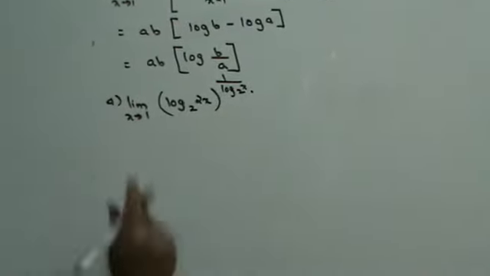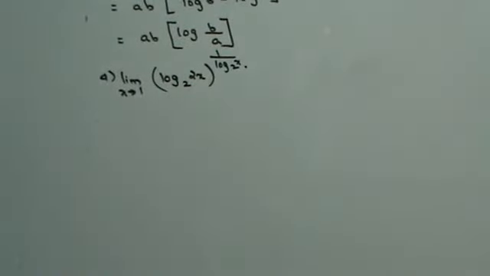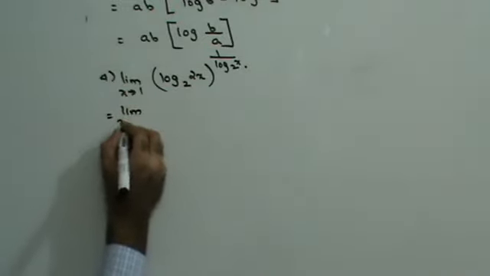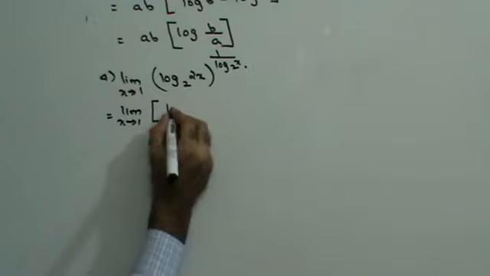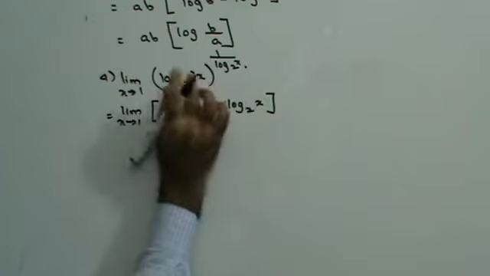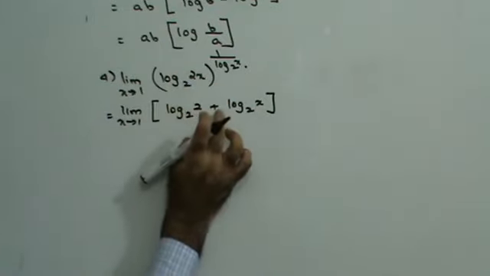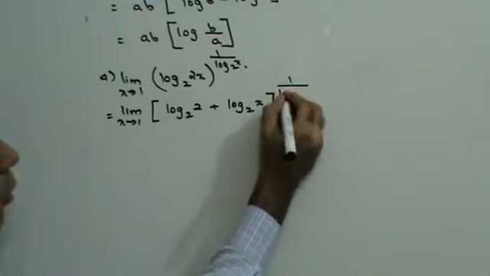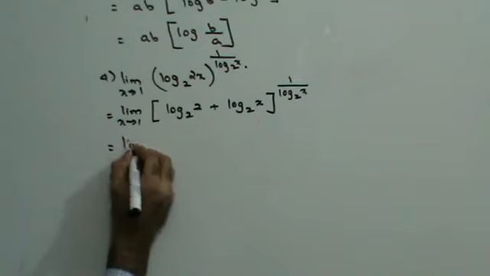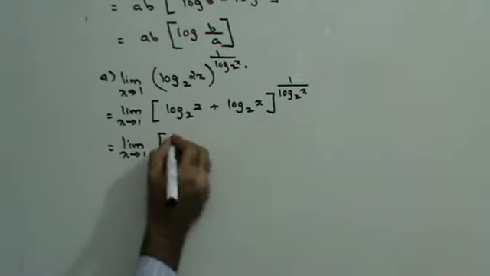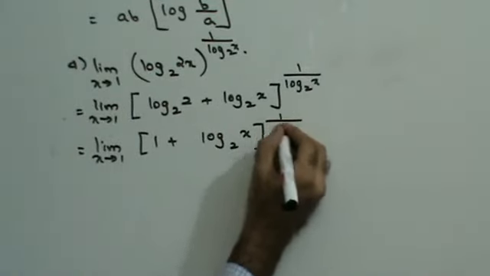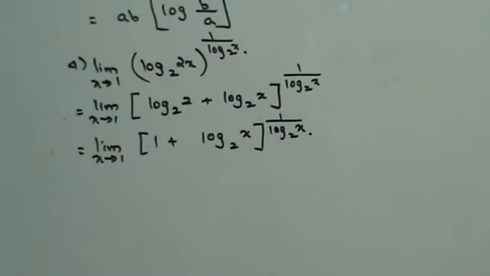Let's see this. Now, log AB can be written as log A plus log B. That means this can be written as limit of x tends to 1. This is nothing but log 2 to the base 2 plus log x to the base 2, since log AB is log A plus log B, all raised to 1 upon log x to the base 2. Log 2 to the base 2 is nothing but 1. This is 1 plus log x to the base 2, raised to 1 upon log x to the base 2.